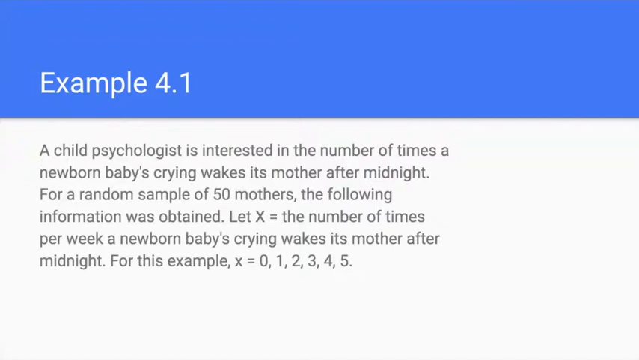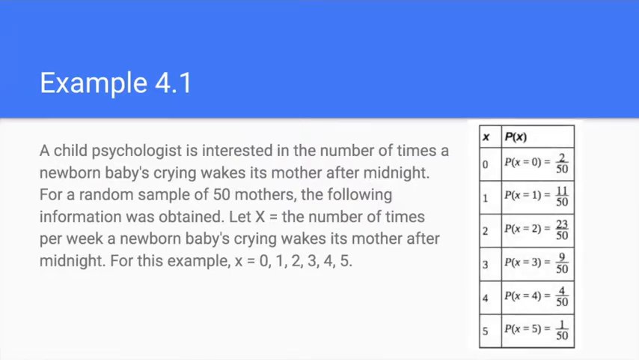Our first example is a child psychologist interested in the number of times a newborn baby wakes his or her mother up in the middle of the night. We took 50 mothers and obtained the following data. For each of these mothers, the number of times the baby woke them up was either 0, 1, 2, 3, 4, or 5. I'm not giving you all of the probabilities separately. Instead, I'm going to give you the PDF, the probability distribution function, in this table form, which is typically the way they show up for discrete variables.